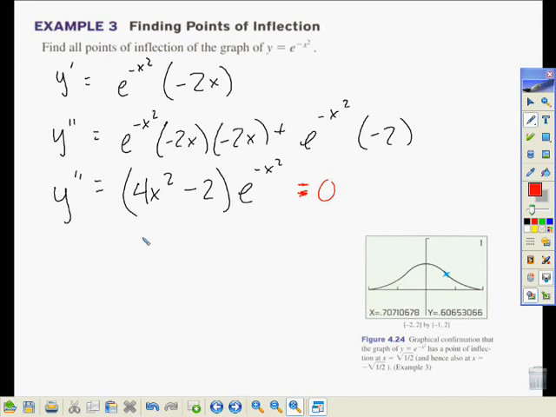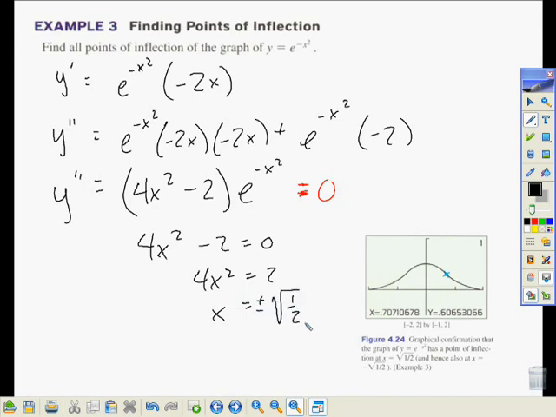So again, the e to the negative x squared can never be 0. It's also always going to be continuous. Not going to have any weird jerks there. Does not exist points there. It's just going to be 4x squared minus 2 equals 0. Which is plus or minus the square root of 1/2.